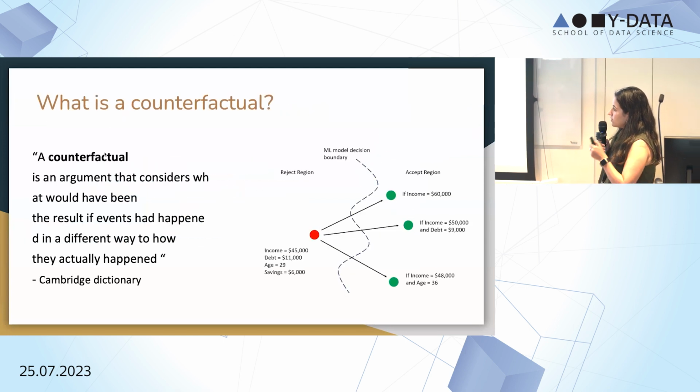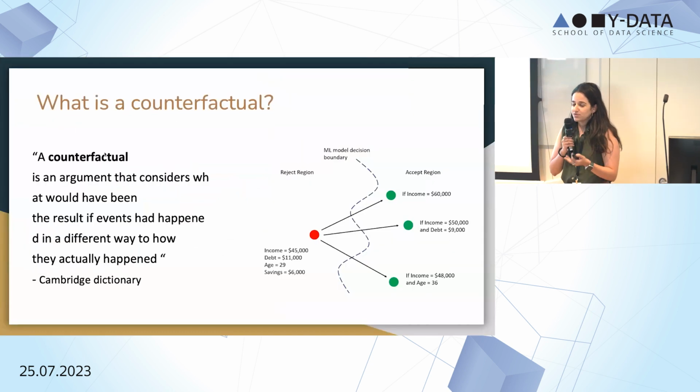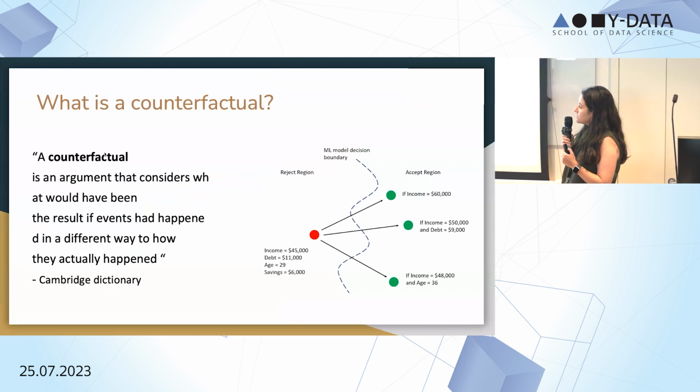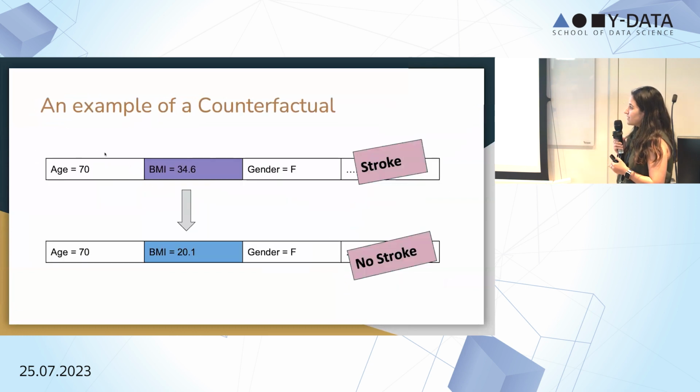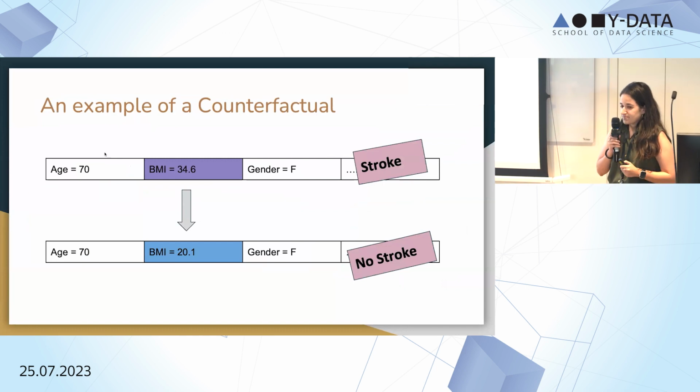And so, going back a little bit, we want to explain what a counterfactual is and what we are going to be talking about today. A counterfactual is an argument that considers what could have been the result if something different had happened. So in my case, if my BMI decreases from 35.6 to 20.1, then I will not have a stroke.